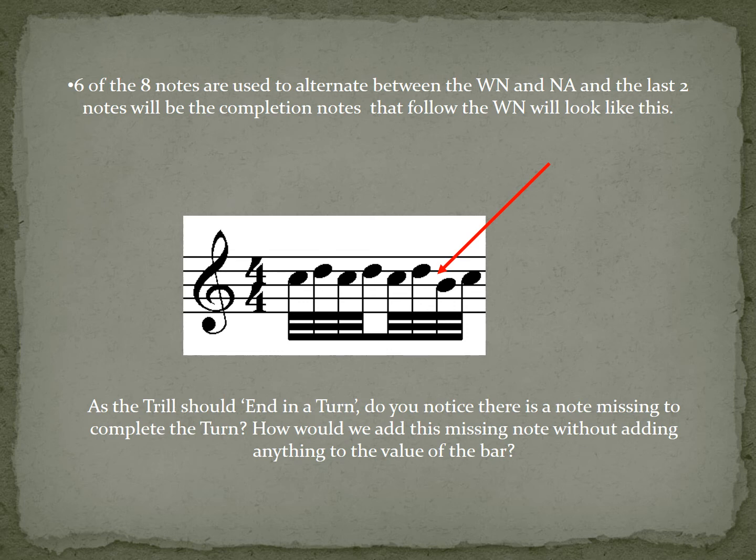Now you'll notice that big arrow is pointing to a gap, okay? As the trill should end in a turn, do you notice where the arrow is pointing, there's a note missing to complete the turn? We should have a C in there. However, how would we add this missing note without adding to the value of the bar? Because if we add another demi-semiquaver to insert that C to complete the turn, it's going to make it too big.